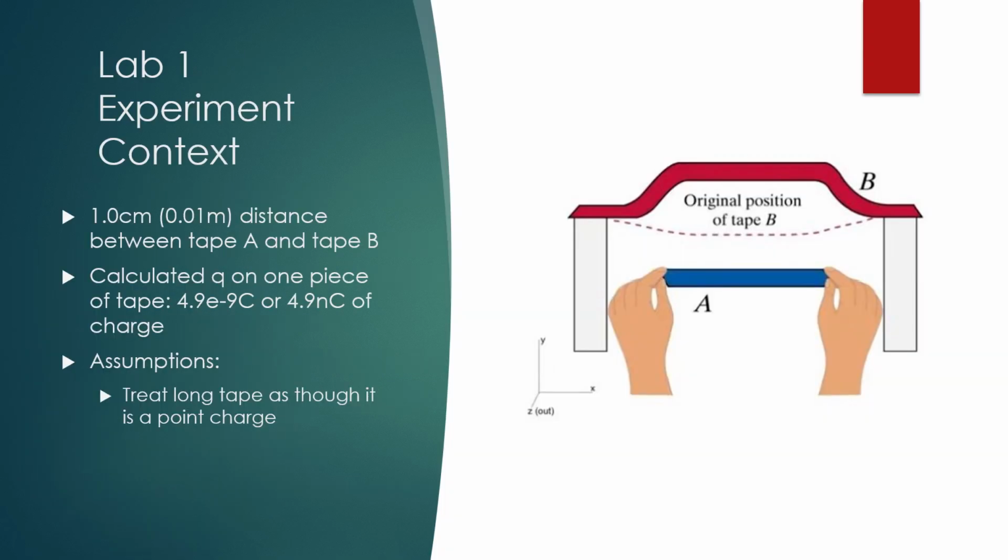So a little bit of context from Lab 1, of course, we have the diagram, as you can see: tape A, tape B, and tape B is hovered above tape A. But we found we had a 0.01 meter distance between tape A and tape B when in equilibrium. And based on that, when we calculated tape A and tape B as point charges, we got a 4.9 times 10 to the negative ninth coulomb charge, or 4.9 nanocoulombs of charge on each piece of tape. And the major assumption we made then was that each piece of tape was a point charge.